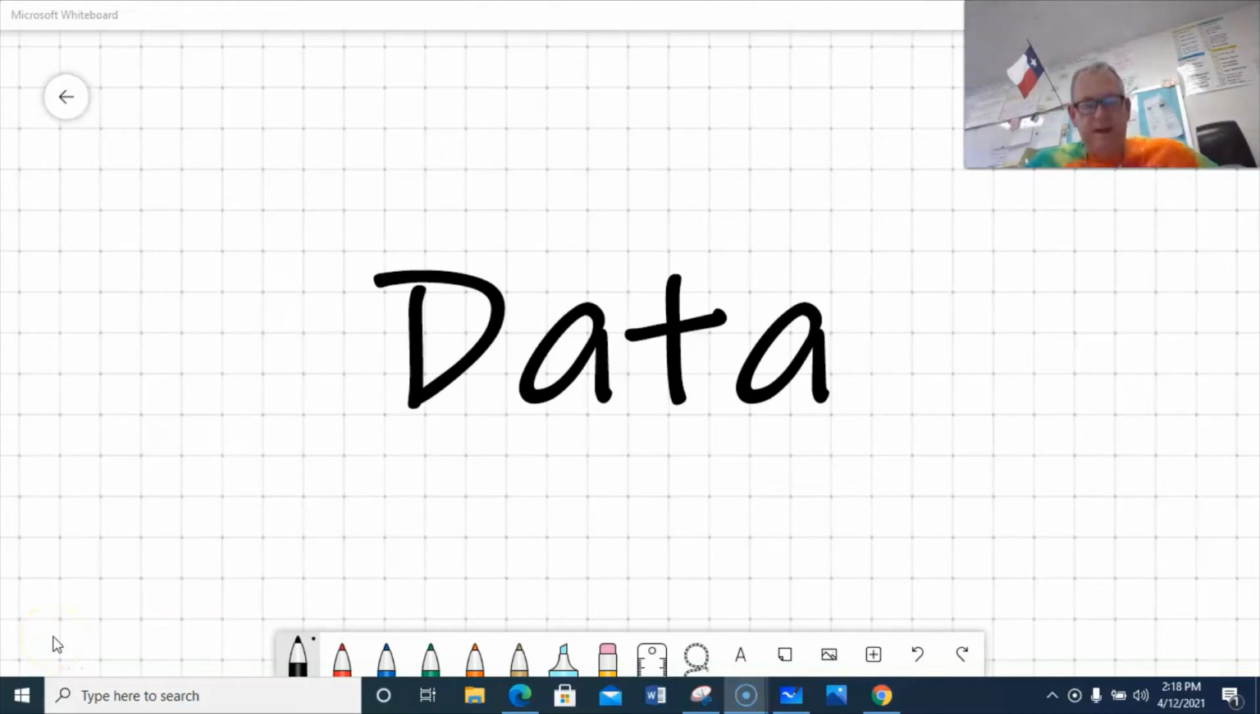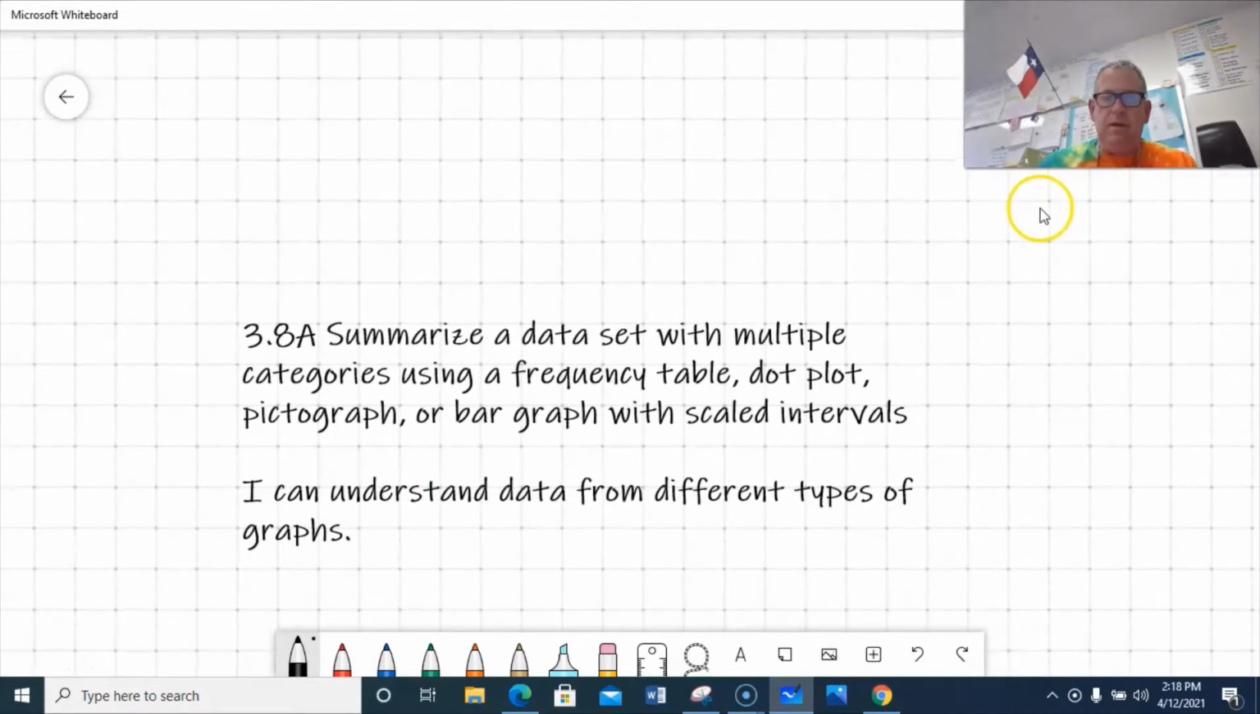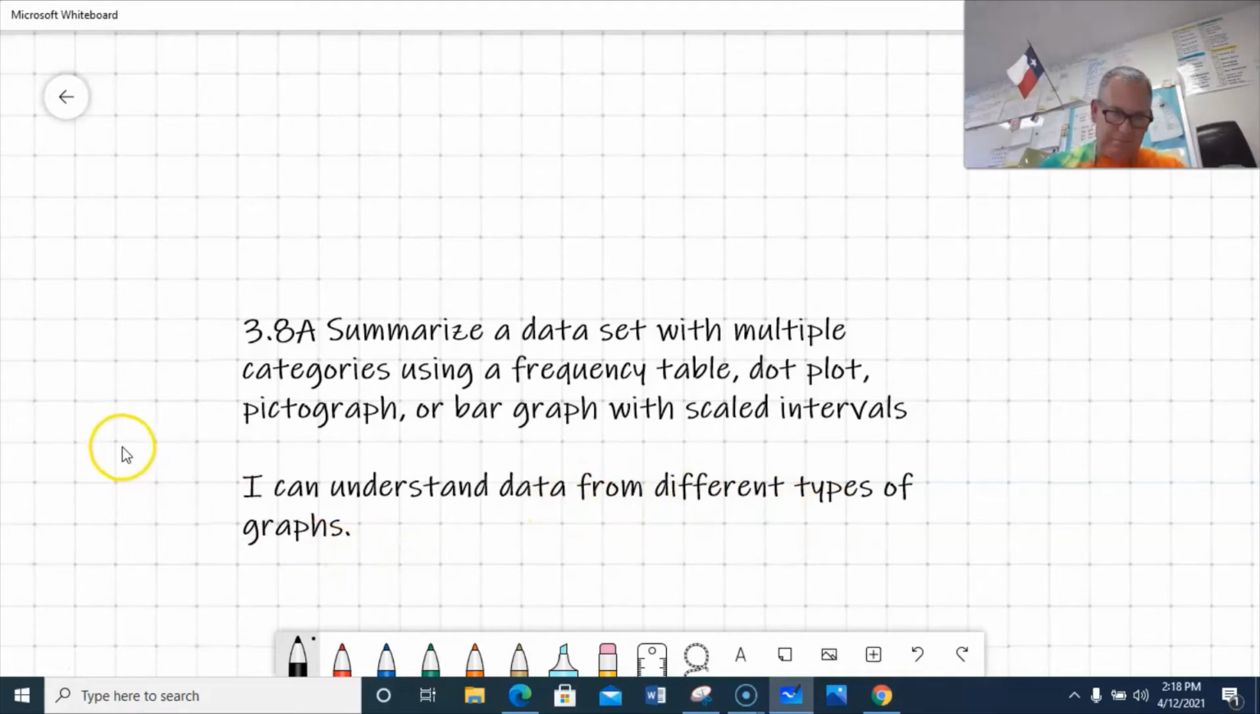We're going to be talking about data all this week pretty much. So let's go ahead and look at the specific skill we're going to be talking about. And it is 3.8a. It's summarize a data set with multiple categories using frequency tables, dot plots, pictographs, or bar graphs with scaled intervals. And the I can statement is I can understand data from different types of graphs.